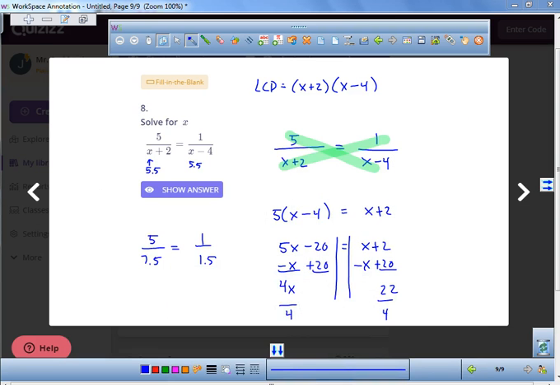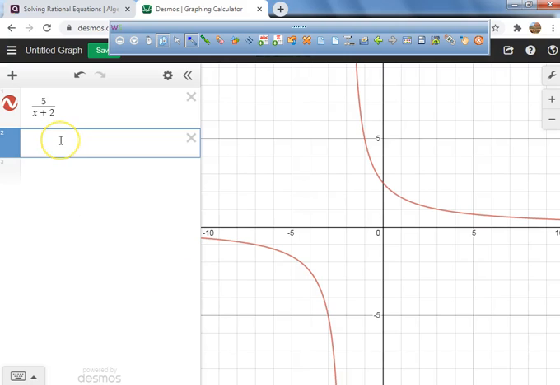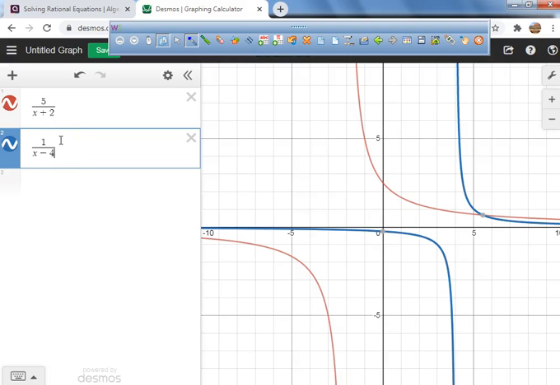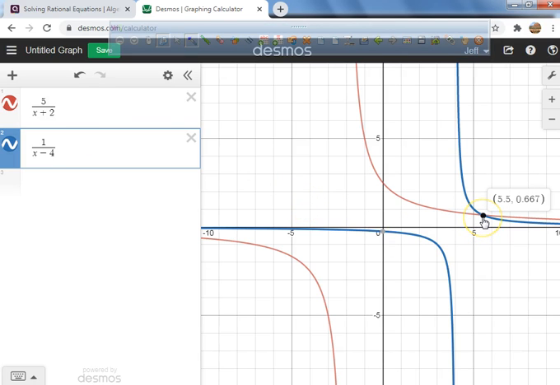And if we take a look at this one, it says 1 over x minus 4, 1 divided by x minus 4. You'll notice that these two rational equations intersect right there. And what is the x value where they intersect? They intersect at 5.5. All right.